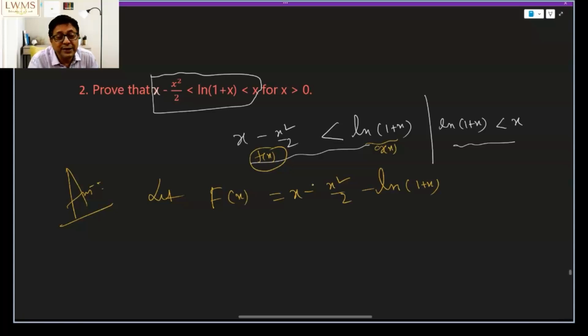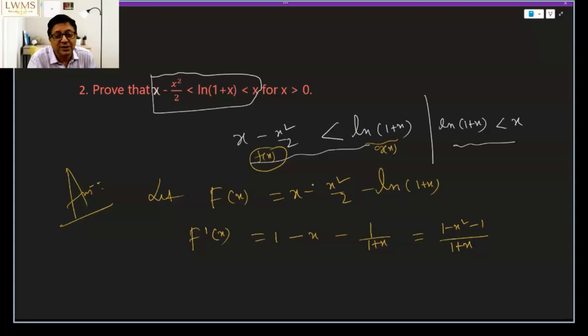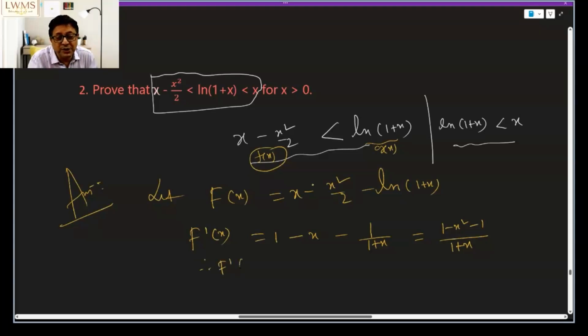So you go on finding f dash x. F dash x is 1 minus x, 1 by 1 plus x, 1 minus x square minus 1 by 1 plus x. So what do you observe? F dash x is minus x square by 1 plus x.